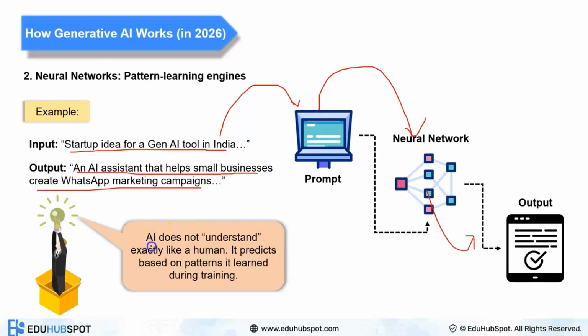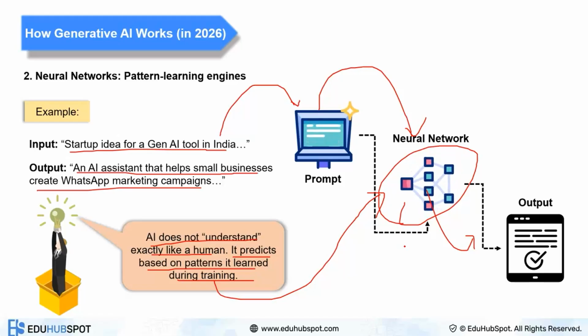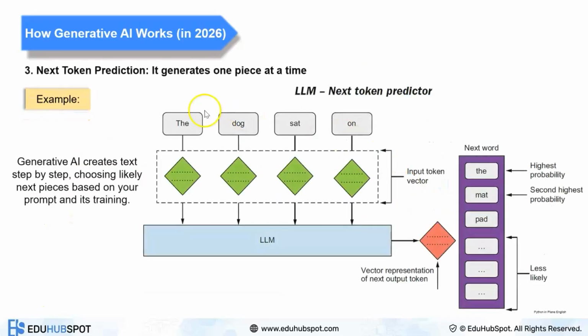Now remember guys, AI does not understand exactly like humans do, but it predicts based on the patterns it has learned during training, and this training, this schooling, happens in the neural network. We call it pattern recognition or pattern learning engines. Now guys, let us see what happens inside the neural network.